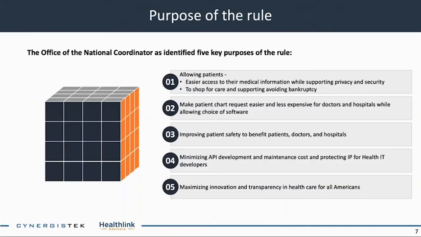So let's do a quick review of the purpose of the rule. The Office of the National Coordinator, or you'll hear us refer to that as ONC, has identified 5 key purposes for the rule. The first one is allowing patients easier access to their medical information while still supporting privacy and security, and also allowing patients the ability to do more shopping for their care, and it says to help avoid bankruptcy.